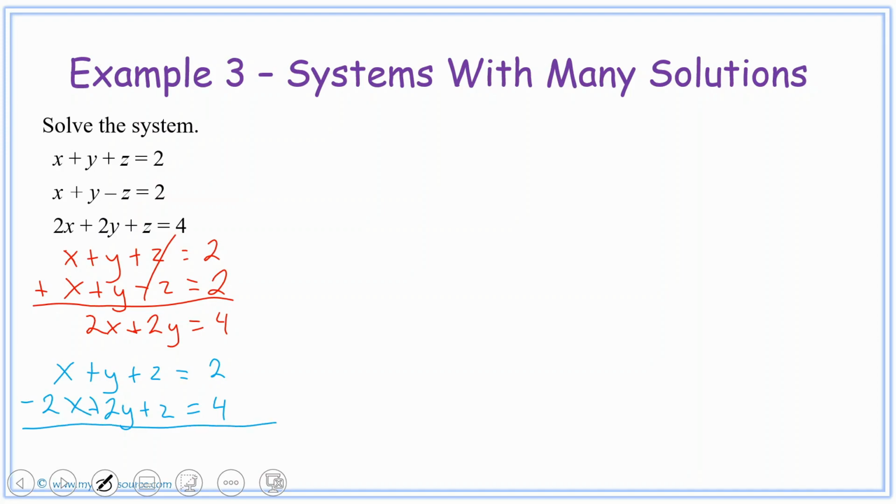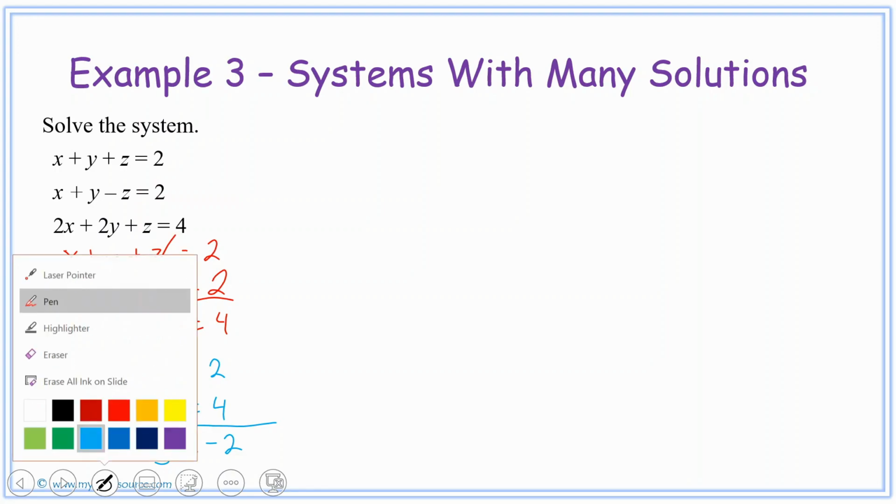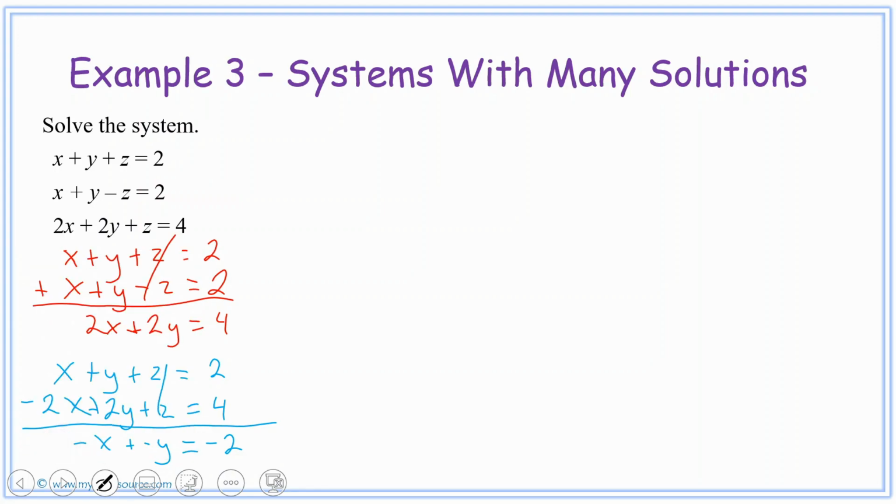Anyway, we have x subtract 2x. It's going to give us negative x. y subtract 2y. It's going to give us negative y. The z's will cancel. 2 subtract 4 equals negative 2. All right, so now that we have that, we can go ahead and see what happens when we put those two together. So we have our new equation 1 and new equation 2.